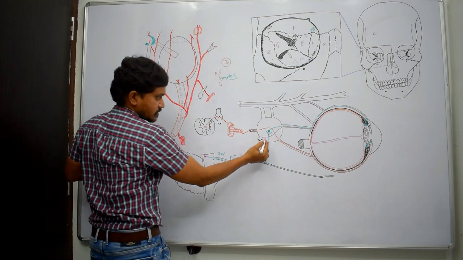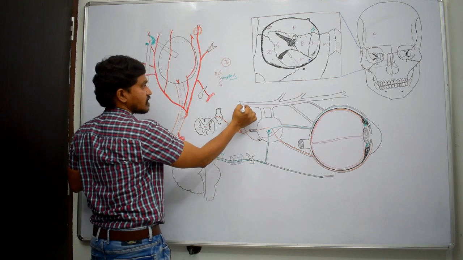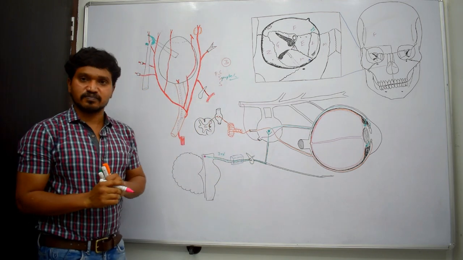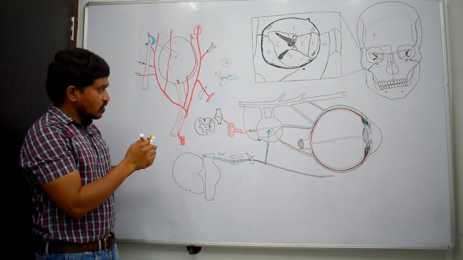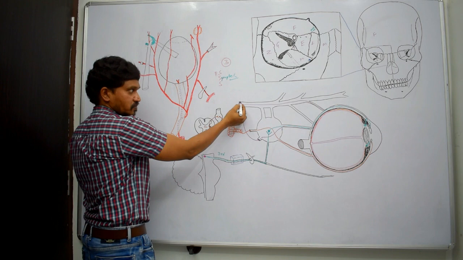These fibers are again entering where? The nasociliary nerve only, right? So this nasociliary nerve, just its schematic diagram.